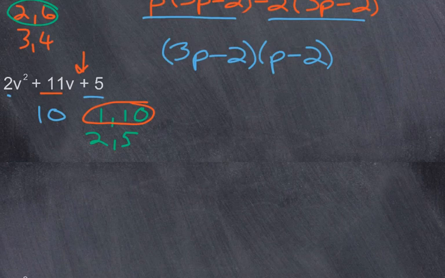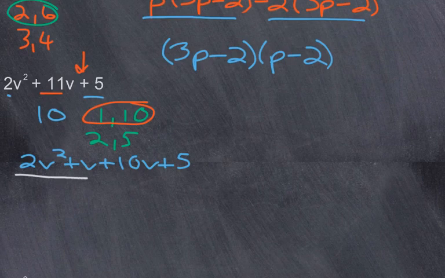So you can rewrite as 2v squared, but instead of saying 11v, we could say 1v plus 10v plus 5. And now, again, we factor by grouping. What do those have in common? V. Leaving you with 2v plus, and don't forget, if you factor out from two terms, there's going to be two terms left in the parentheses.